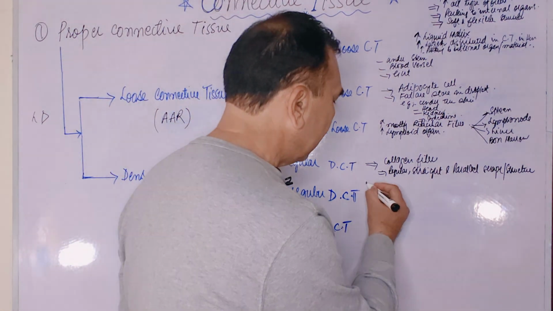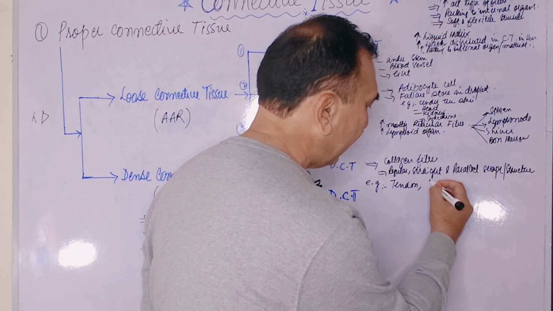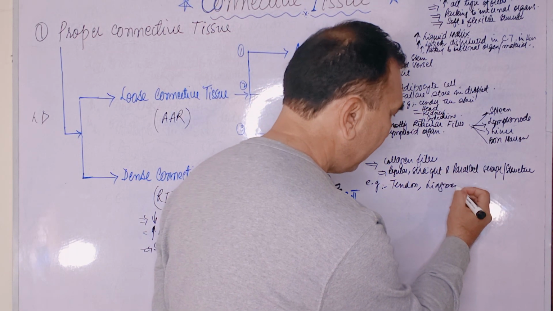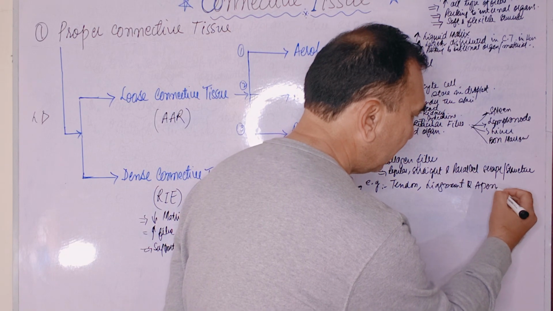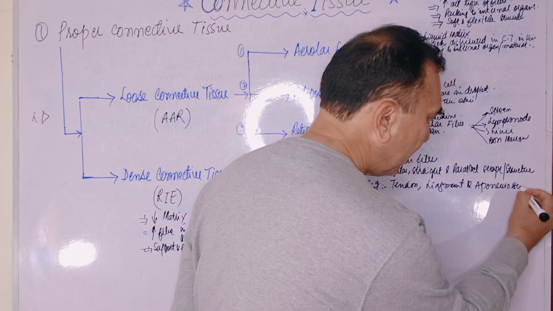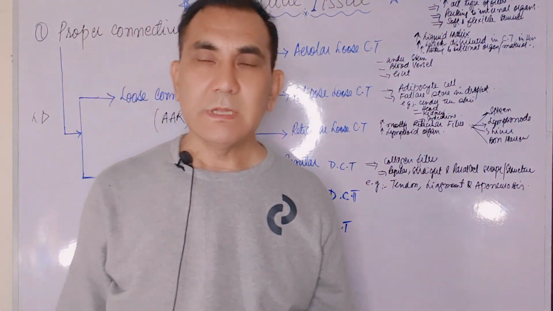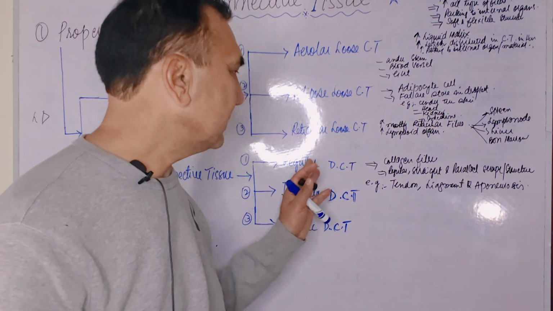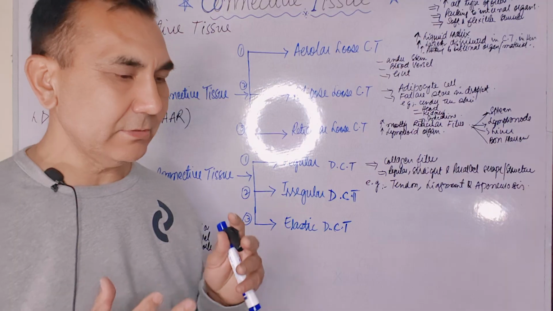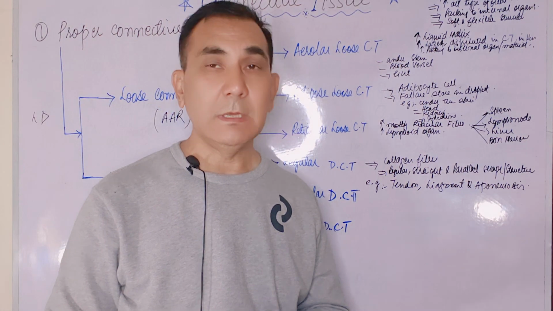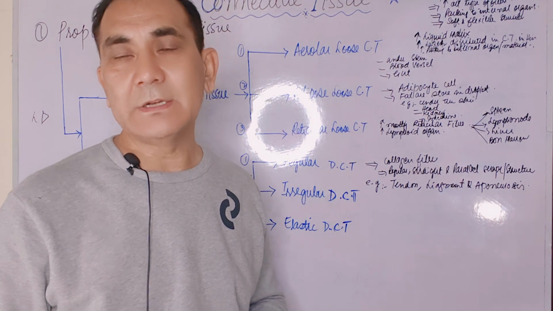The best examples are the tendons, ligaments, and aponeurosis. Tendons, ligaments, and the aponeurosis are made up of dense regular connective tissues. So it provides strength and support to the skeleton system, to the joints, and helps in the movements.